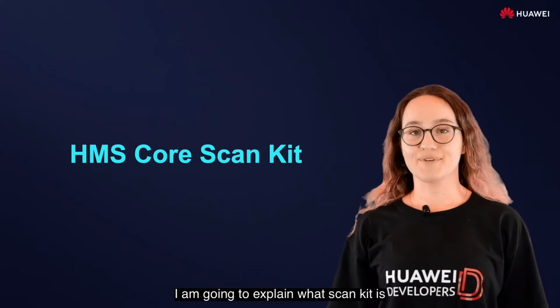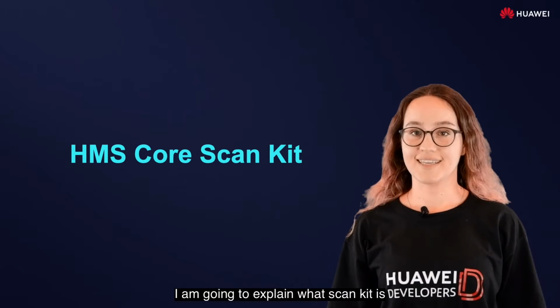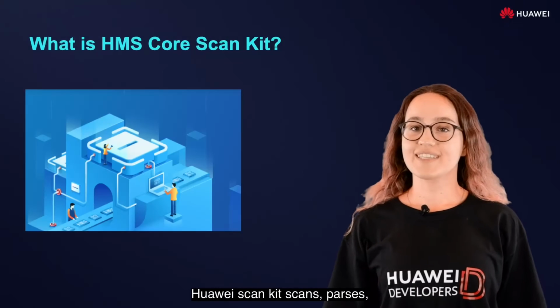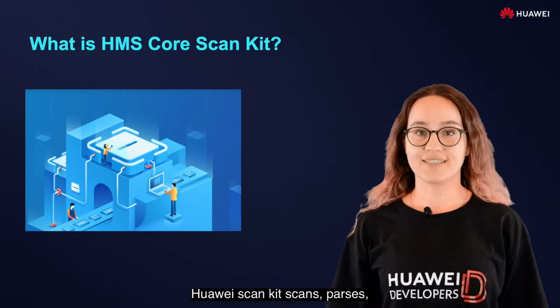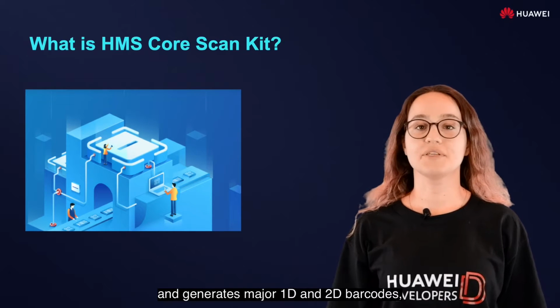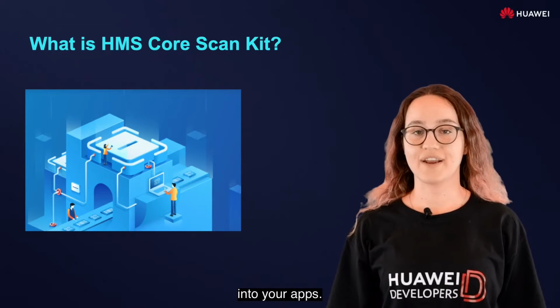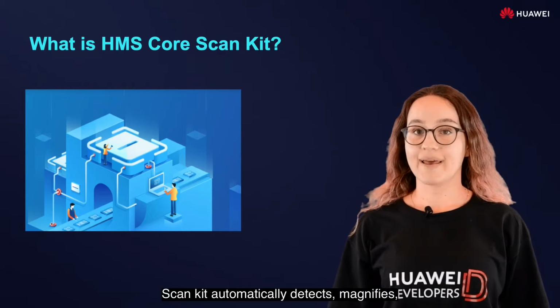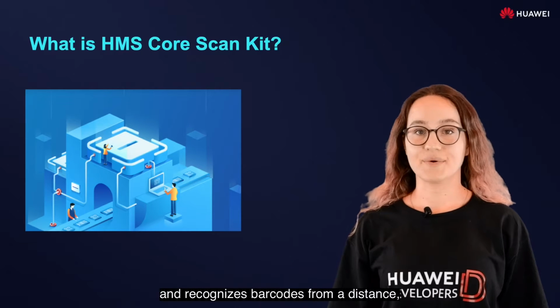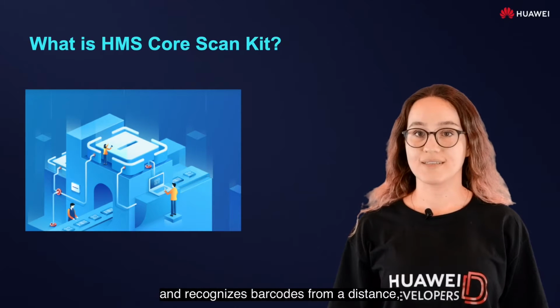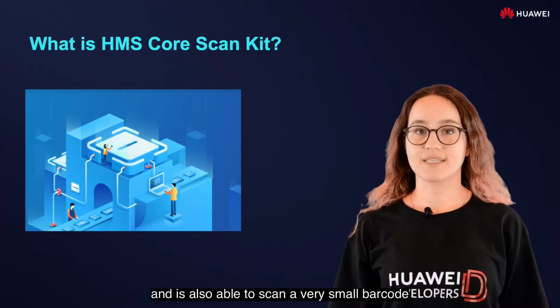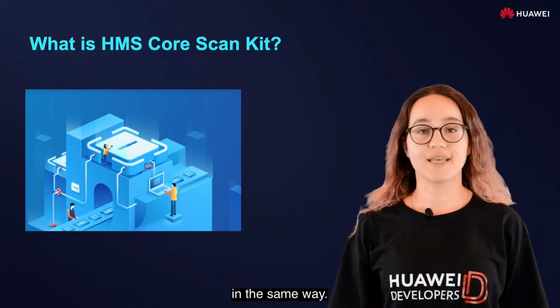In this video, I'm going to explain what Scan Kit is and how to integrate it. Huawei Scan Kit scans, parses, and generates major 1D and 2D barcodes, helping you quickly build barcode scanning functions into your apps. Scan Kit automatically detects, magnifies, and recognizes barcodes from a distance, and it also is able to scan a very small barcode in the same way.